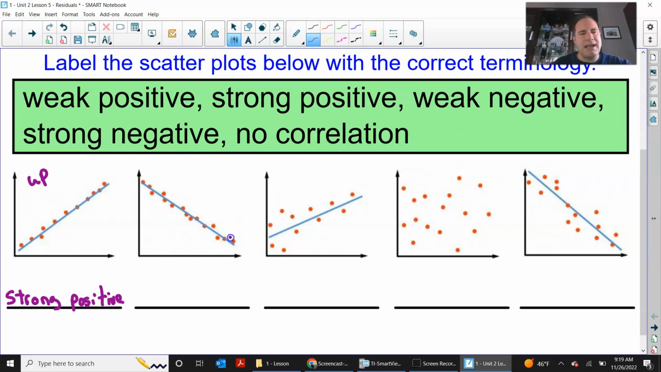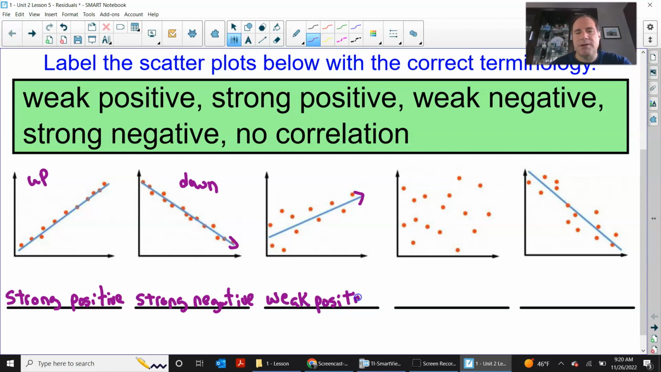This one is going down from left to right, down. We know that this is negative, and the points are clustered around the trend line, so this is a strong negative association. And then this one is going up from left to right, so we know that's positive. The points are not as clustered around the trend line, so that means this is a weak positive.